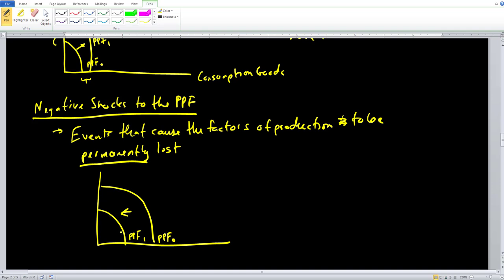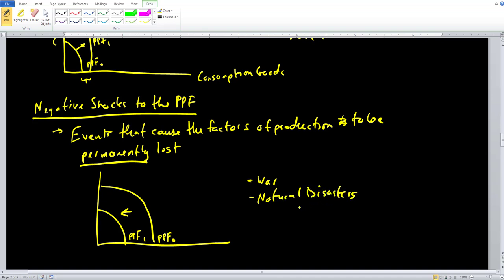So what do you think would be an example of a negative shock to the PPF? It can be losing out on resources. It could be some type of deteriorating technology. We can also say, what about war? What happens in war? A lot of people lose their lives, so we don't have the same amount of labor as before. We can say natural disasters.